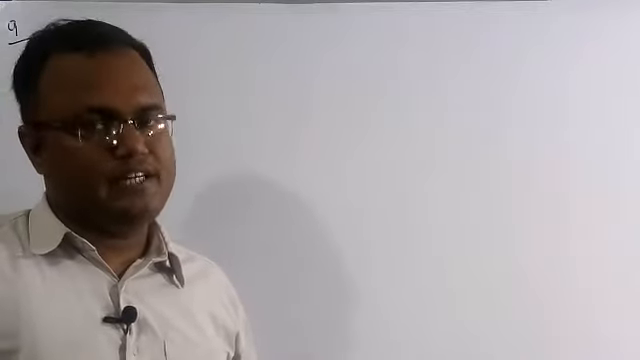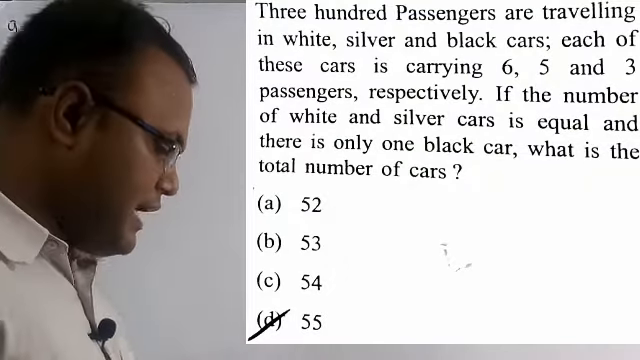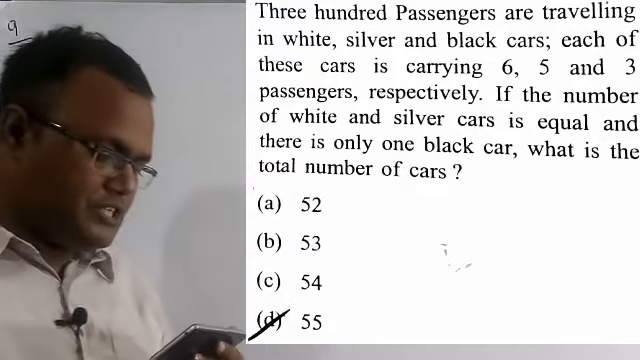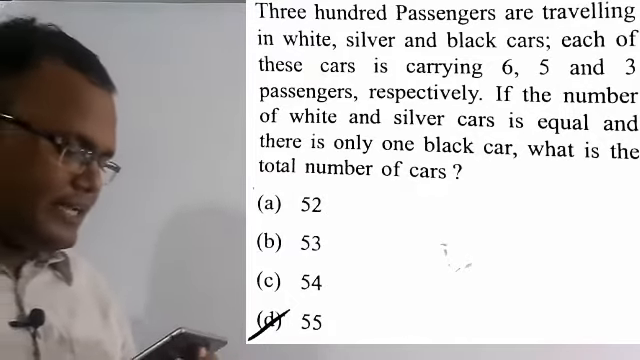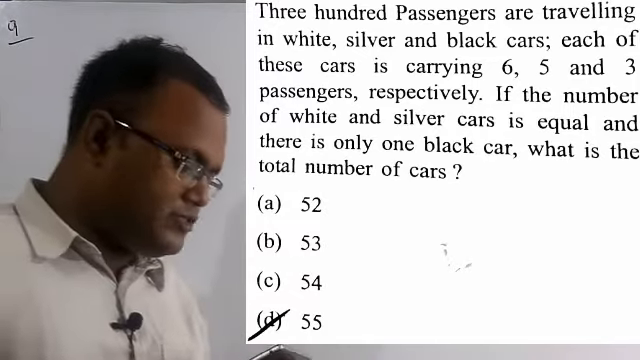Now we are going to solve the 9th question. See the question here: 300 passengers are traveling in white, silver and black cars. Each of these cars is carrying 6, 5 and 3 passengers respectively. If the number of white and silver cars are equal, and there is only one black car, what is the total number of cars?